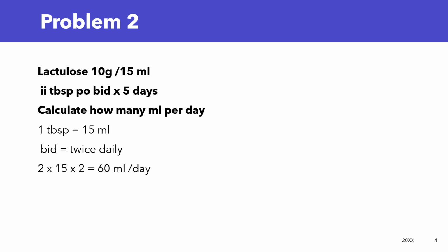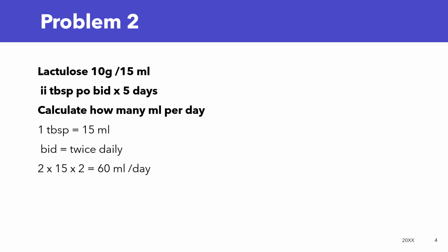Okay, so let's break it down. Some conversions that we need to know: 1 tablespoon is 15 ml. BID is twice a day. Now, for these calculation problems, always pay attention to what is being asked. Here, we're being asked how many ml per day. In the first problem, we were asked how many ml must be dispensed total.